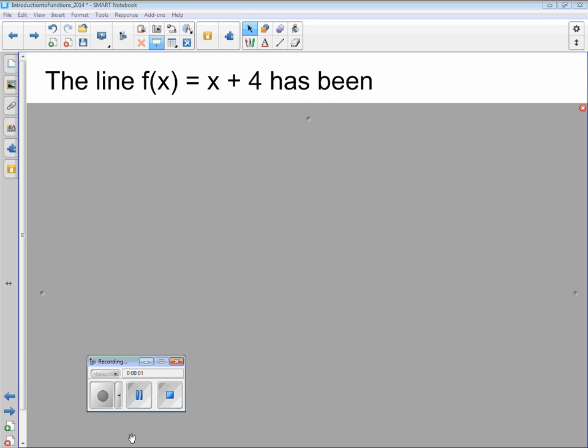Graph this line, and again, f of x just simply means y. This is just called function notation. We're going to be spending a lot of time over the next couple of class periods talking about this function notation. But for today, we're just going to pretend that it's a y. So y equals x plus 4. What does the graph of that function look like?